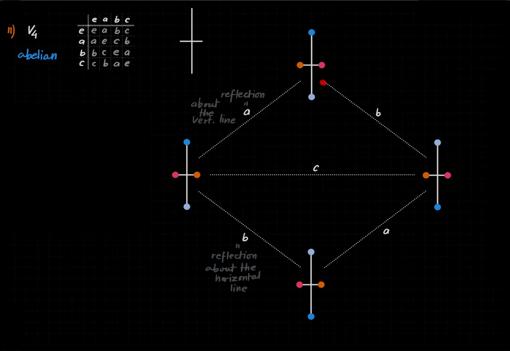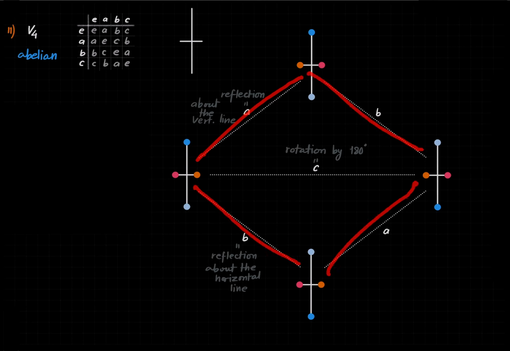And now if you reflect about the horizontal line, the mystery and the blue will shift their positions, but the orange and the red will remain where they are. But what is the combined effect of these two applications? It is just rotation by 180 degrees. So you can think of C as rotation by 180 degrees, either clockwise or anti-clockwise, it's the same thing. And you can easily see that A first, B after is the same as B first, A after. So it's an abelian group that way.